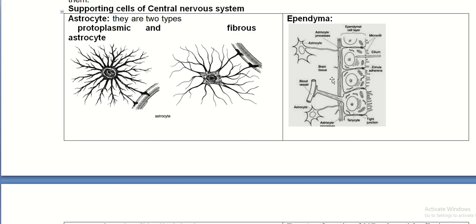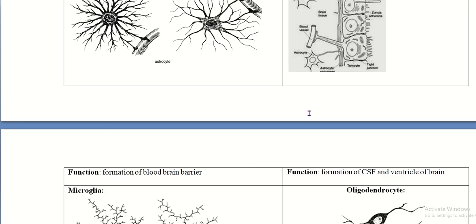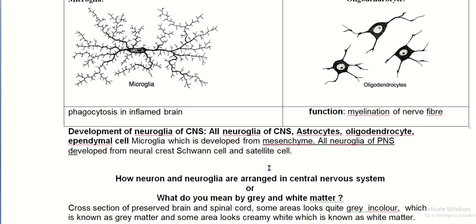This is the ependymal cell, cuboidal to low columnar in shape. They line the ventricles or central canal of the spinal cord, and its function is formation of the CSF. This is microglia. In the normal brain it has no function, and its phagocytosis function is in the inflamed brain. This is oligodendrocyte. It is responsible for the myelination of the nerve fiber in the central nervous system.